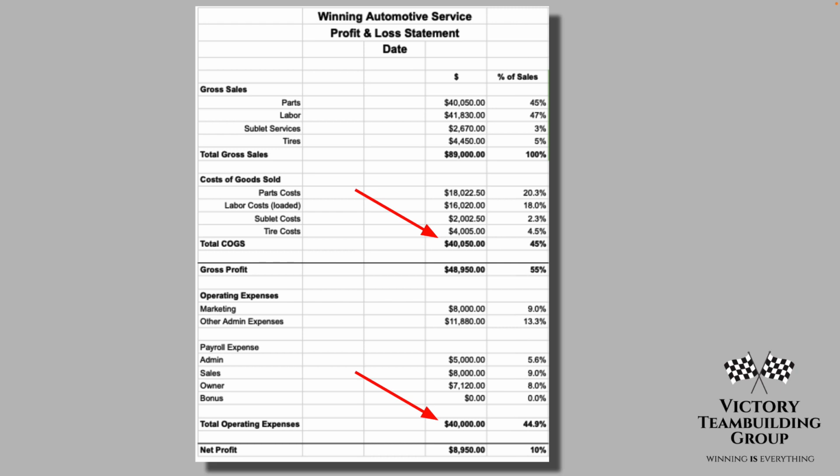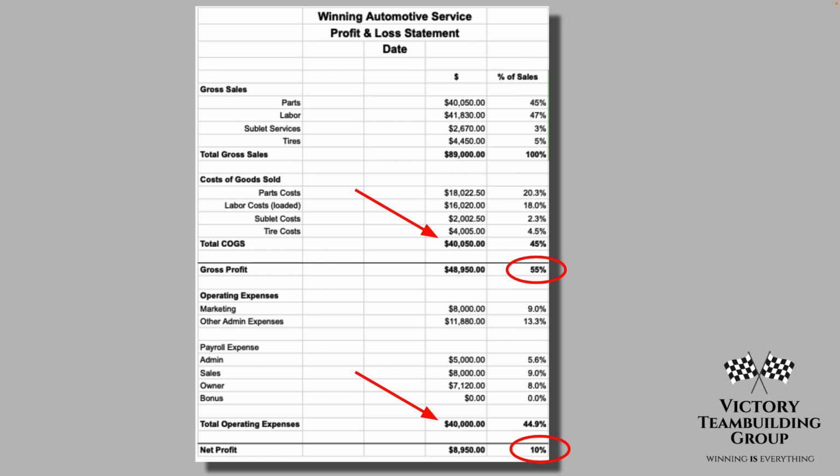This shop only has a 55% gross profit margin. And as a result, their sales were only $89,000. The other shop was $100,000 on the same costs. Now you might look at that and go, wow, that's a lot of money. It's $11,000. Yeah, well, guess what? Look at the bottom line. This same shop had the same $40,000 in operating expenses. And now we only have a 10% net profit margin because the net profit dollars are down to $8,950.